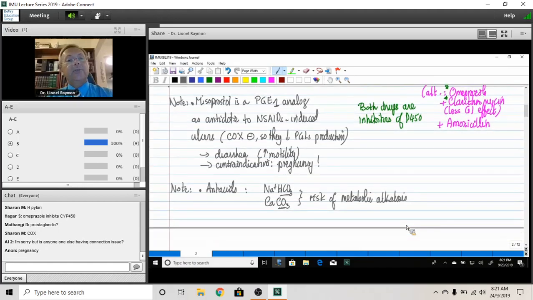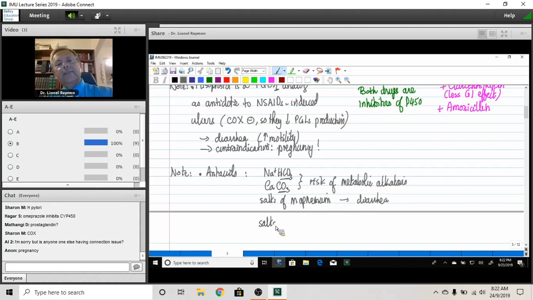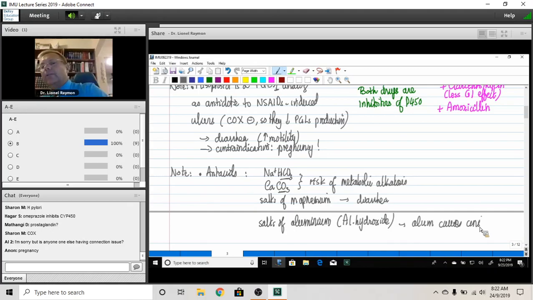Now the other two antacids to know of, well, there's salts of magnesium, and that can cause diarrhea because it's also a laxative, and salts of aluminum, particularly aluminum hydroxide. So aluminum hydroxide, AlOH3 if you want that 3 times. Aluminum hydroxide, you worry about aluminum causes constipation. But maybe what's more important about antacid is be careful for drug interactions.